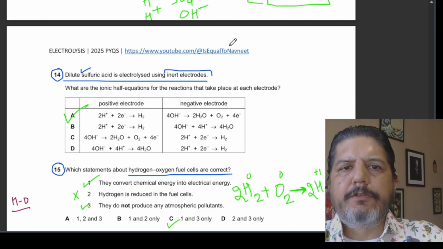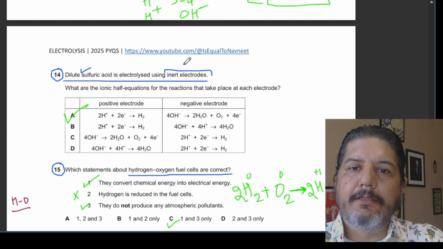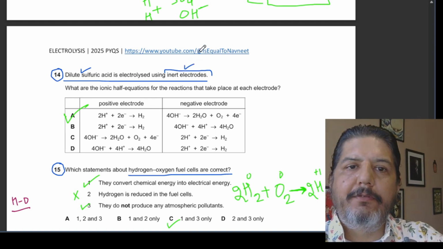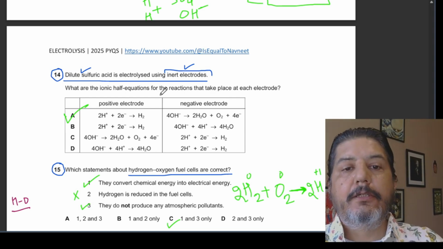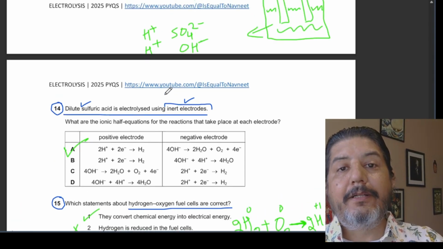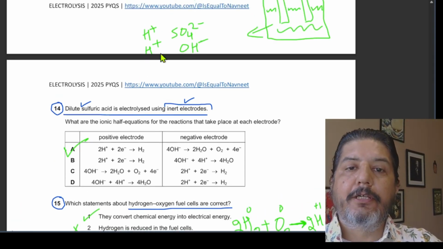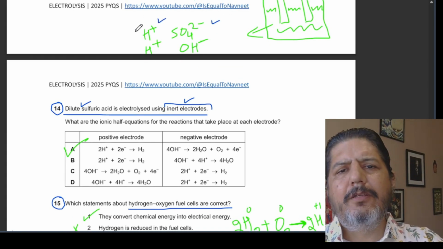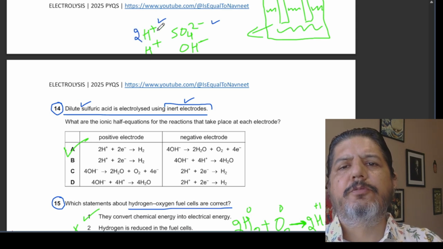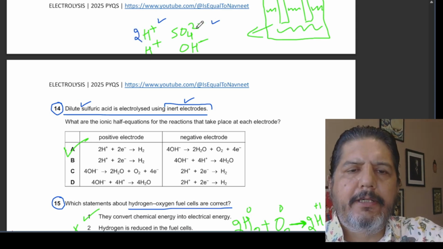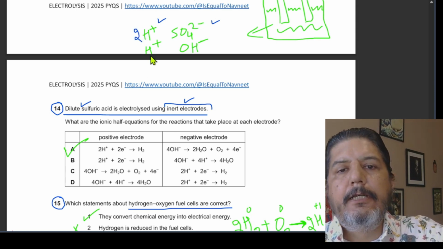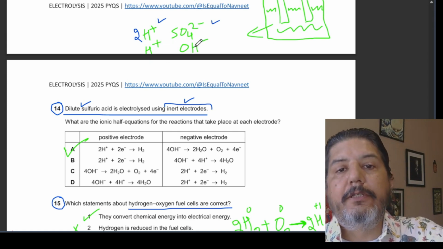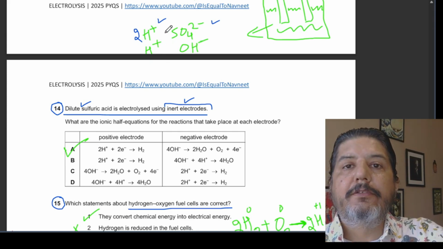Whenever these questions are there, you should have a look at whether it's an inert electrode or an active electrode. You should analyze the ions which will be there. So if it is dilute sulfuric acid, you will have H+ and SO4 2-. If you want, you can also write it as 2H+ and sulfate 2- ions. Then water will break as H+ and OH-. So these are the four ions that we have.